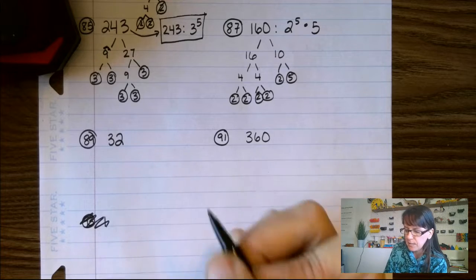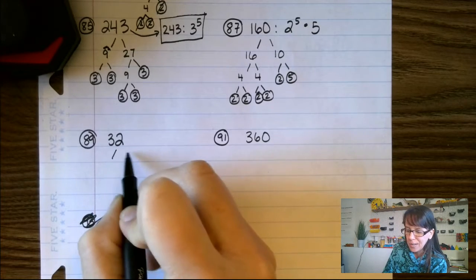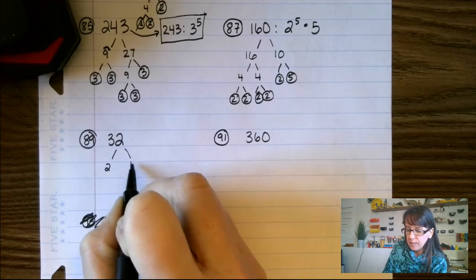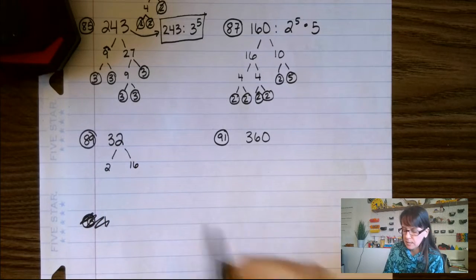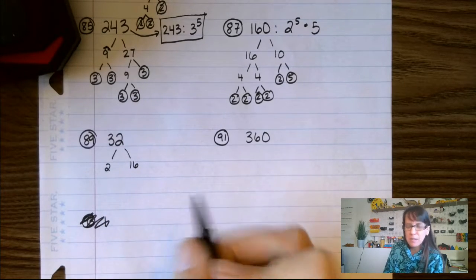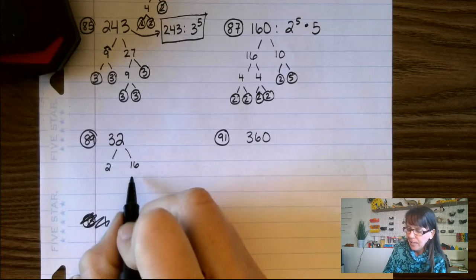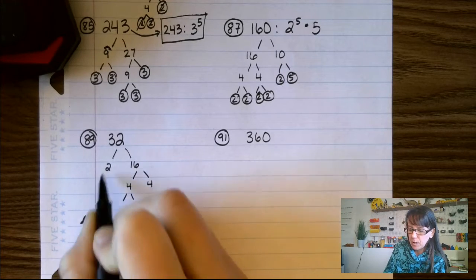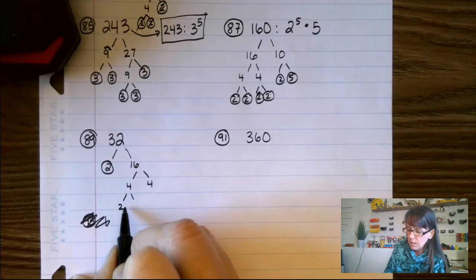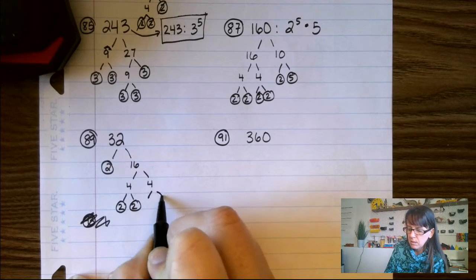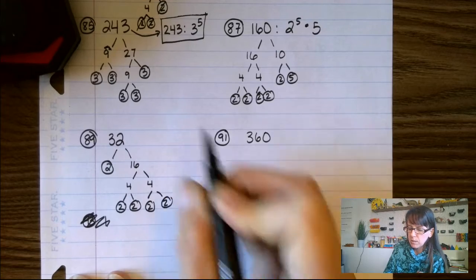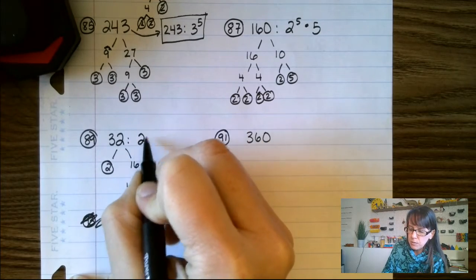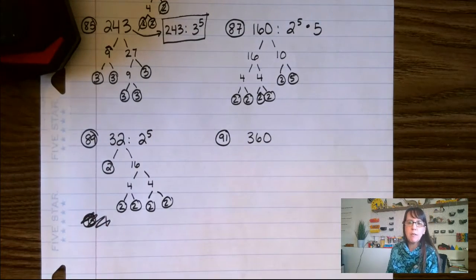All right, so let's give this a shot. We've got 32. I know that's 2 and 16, right? Yes, okay. I make mental math mistakes all the time. So 16 we know is 4 and 4, which breaks down to, and I forgot to circle my 2. Geez. 2, 2, 2, 2. That is 2 to the 5th power.